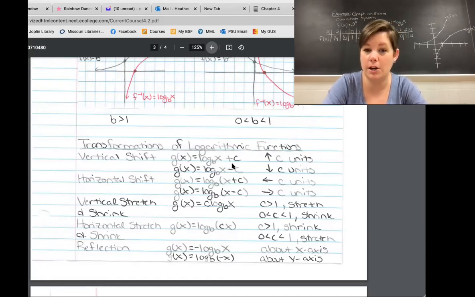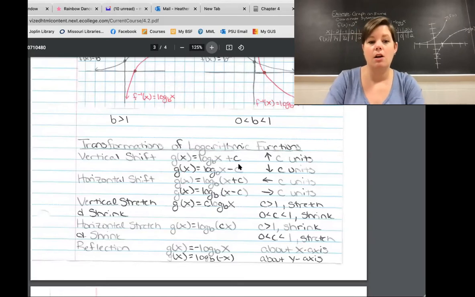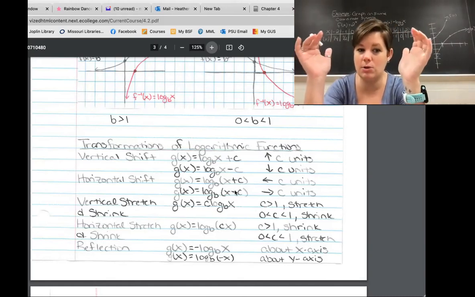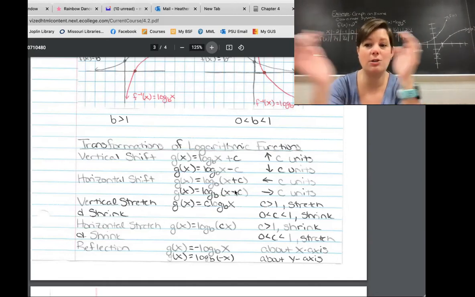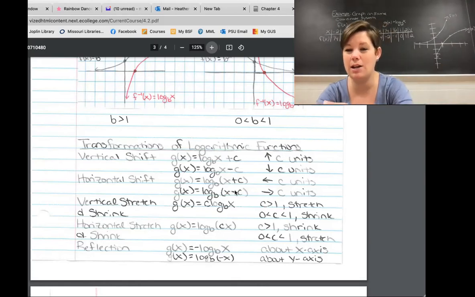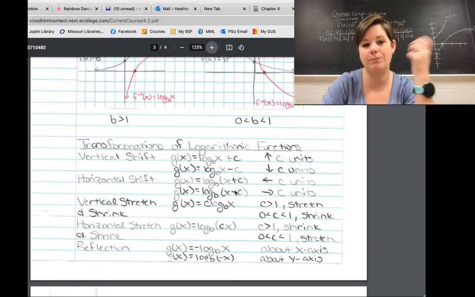The things to be careful of, though, is if you look at the vertical shift, that's just where we have the plus or the minus outside of the logarithm. That's not included in the logarithm. If that constant that we are adding or subtracting is included in the logarithm, where it's x plus c inside parentheses like it is right there, that's the horizontal shift. That's where it does the opposite of what we usually think it's going to do. The negative shifts it to the right, which is the positive way, and the positive shifts it to the left, which is the negative way.